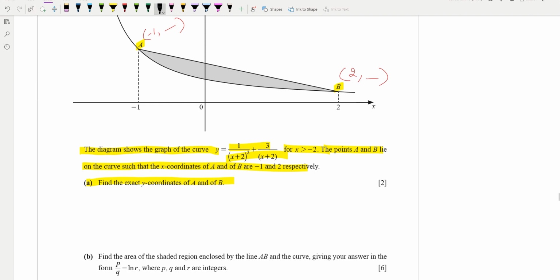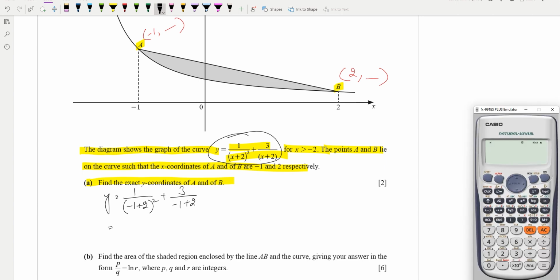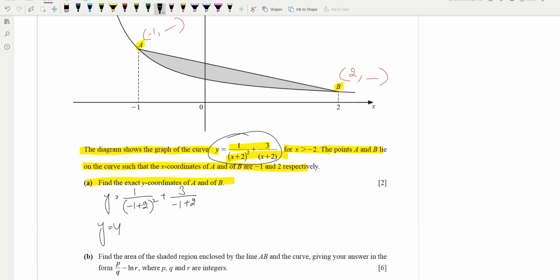So what we will do, we'll take the equation of the curve, and in this equation we will replace x is equal to minus 1. So y is equal to 1 over minus 1 plus 2, squared, plus 3 over minus 1 plus 2. We can use the calculator to solve this, and this is equal to 4. So y is equal to 4. This will be the coordinate.